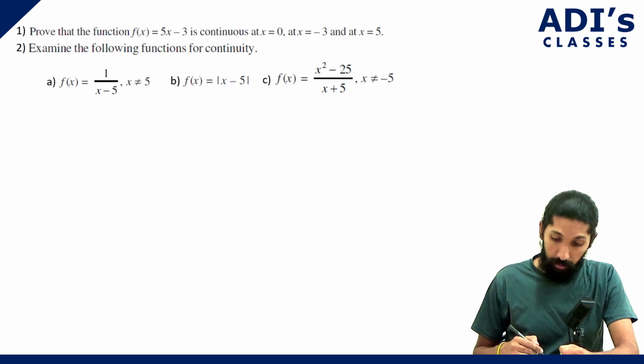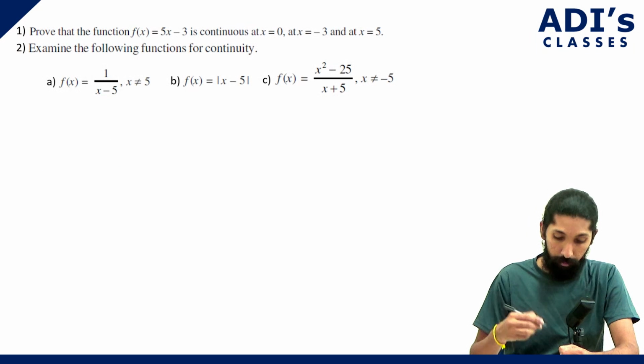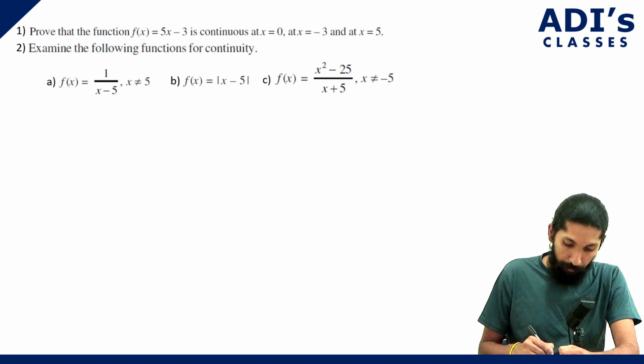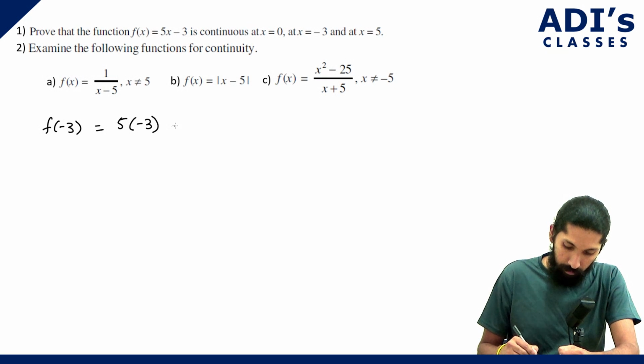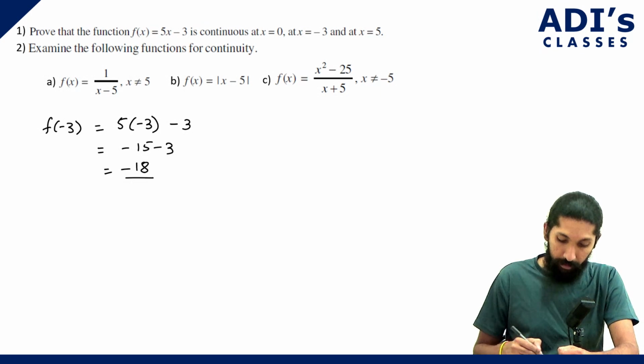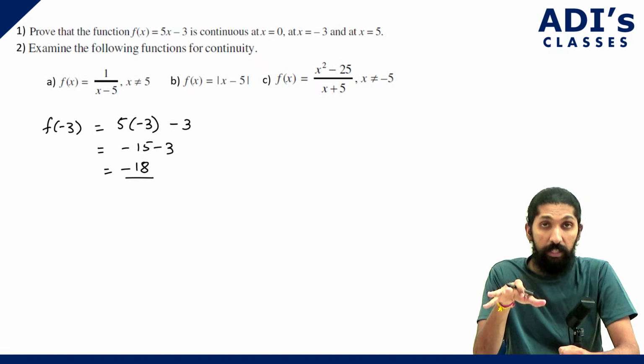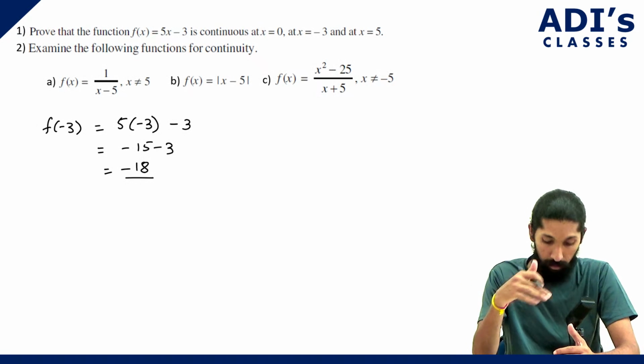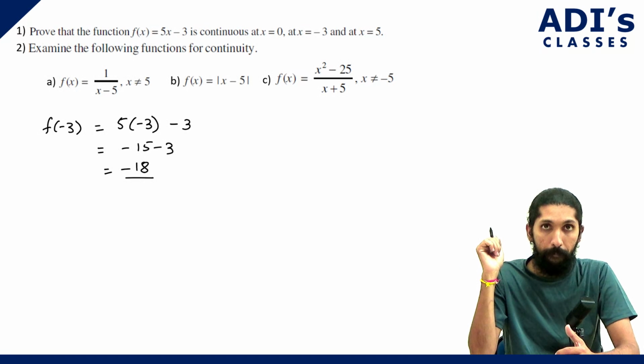For minus 3, what are we going to do? First, let's apply f of minus 3. So 5 times minus 3, minus 3. So minus 15 minus 3, which is negative 18. So f of c value is minus 18, which is nothing but f of minus 3, correct?